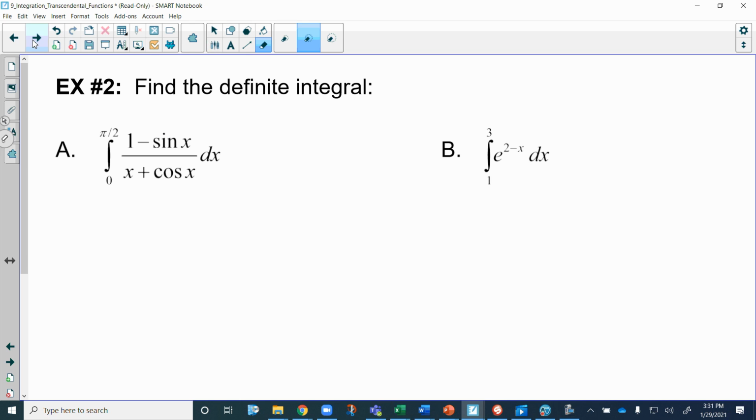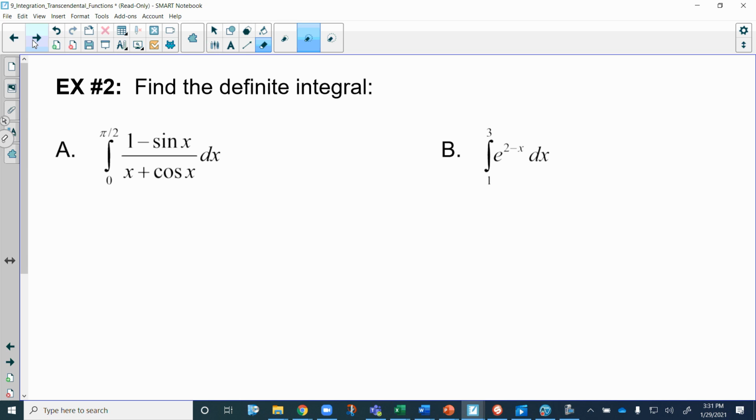So let's get into this one here, and I think there's a couple that I will do and ask you guys to try and do a couple on your own just to see how you do with it. So find the definite integral. All right, so let's move on.